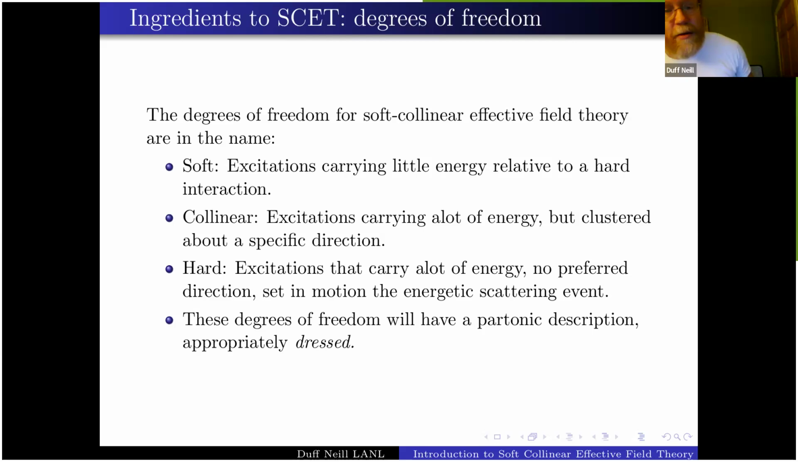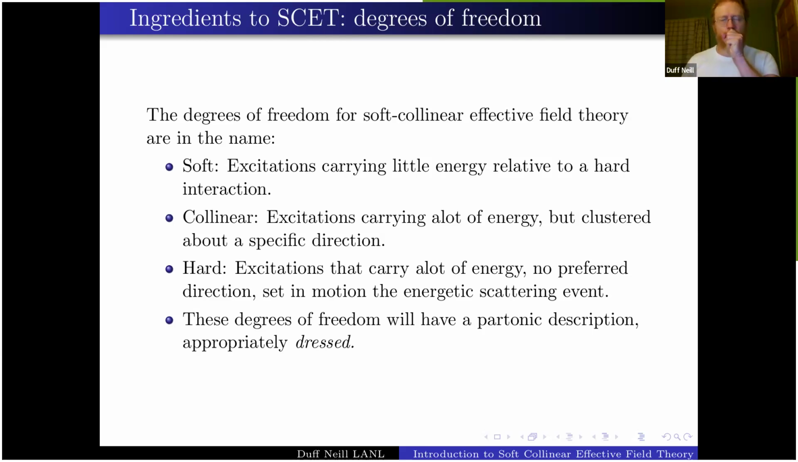It's soft, by which I mean excitations carrying very little energy relative to whatever the hard interaction scale is. They're collinear. These are excitations which carry a lot of energy but are clustered about a specific direction. And of course, there's going to be hard. These are excitations that carry a lot of energy, have no preferred direction relative to the collinear, and set in motion the energetic scattering event.